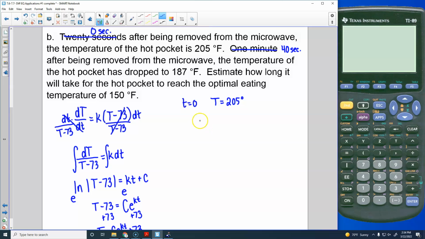Okay, so we're going to have 205 equals C e.